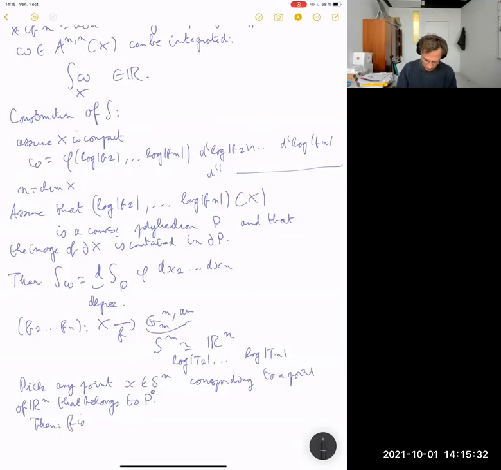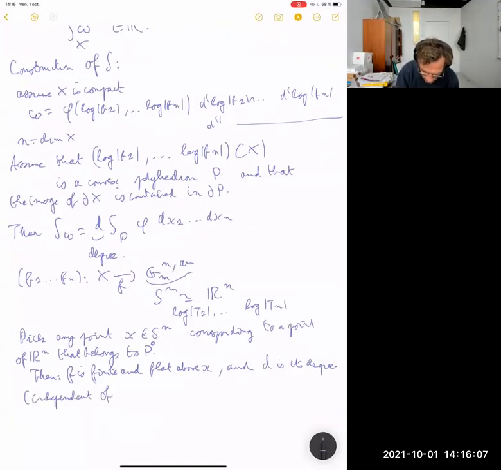F is finite and flat above x, this has to be proved, and D, the integer D I wrote before the integral, is its degree. So one has to prove that F is finite and flat above such a point. The degree does not depend on the point because the interior of P is connected. It is independent of x, since the interior of a cell is connected.